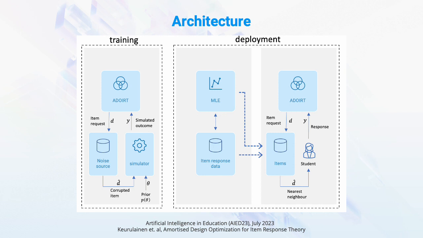In the deployment phase, first a maximum likelihood estimate for the item difficulties is produced by using stochastic gradient descent. Once the estimates of the item difficulties are available, the item requests are mapped to the closest items from the existing dataset.